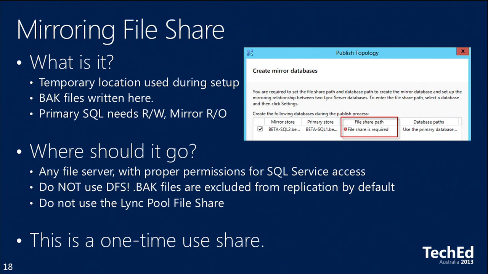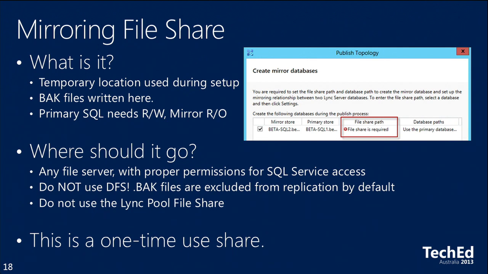When establishing the SQL mirror and going through Topology Builder to configure this, you will need to create a mirroring file share. This is a temporary share that's used during the initial setup of the SQL mirror. We write some BAK files here as we're doing the initial configuration and setup inside of SQL. The primary server needs read-write access to the file share. The auxiliary server needs read-only access to that. It can go on any file server in the organization, any file share that you have. The two caveats that we say are don't use the Lync file share.